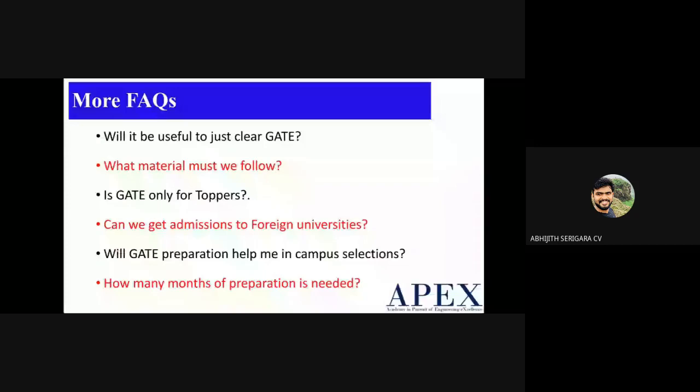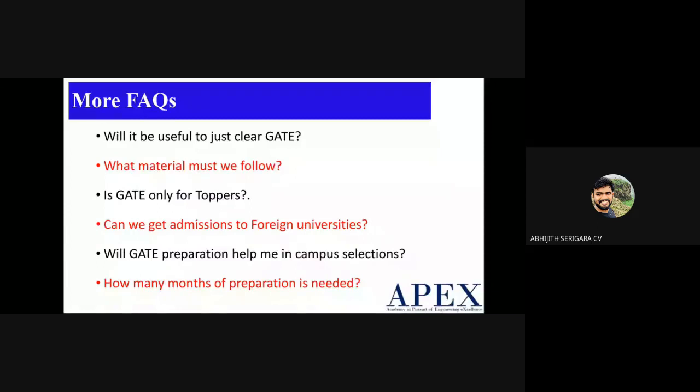Anything? Can we get admission to foreign universities? This point I missed. See, there are at least 4 universities which I know that give you admission based on GATE. One example is NUS, National University of Singapore. Second is Nanyang Technological University, Singapore. Third is Technical University of Munich, Germany. Then RWTH, Germany. These 4 institutes give admission based on GATE.